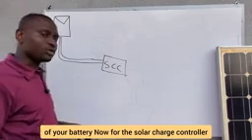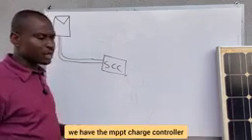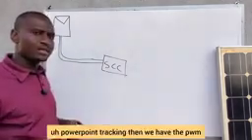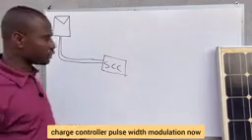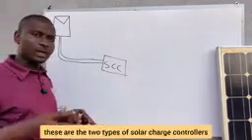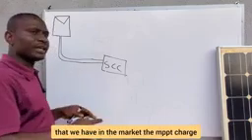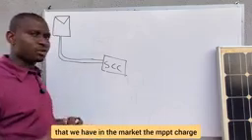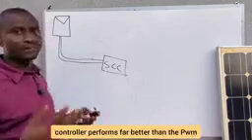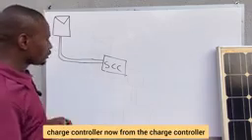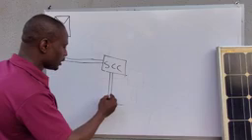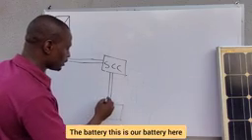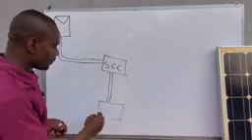Now, for the solar charge controller, we have the MPPT charge controller, that is maximum power point tracking. Then we have the PWM charge controller, pulse width modulation. These are the two types of solar charge controllers that we have in the market. The MPPT charge controller performs far better than the PWM charge controller. Now, from the charge controller, this energy, still DC, moves to the battery. This is our battery here. Moves to the battery.